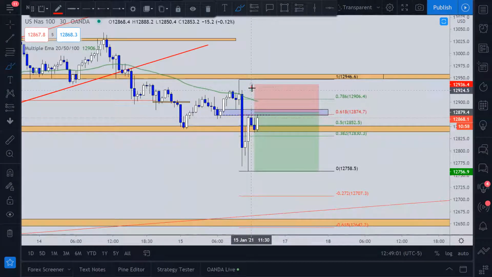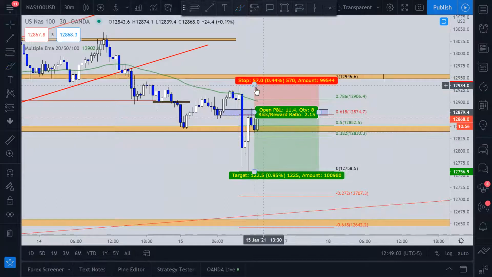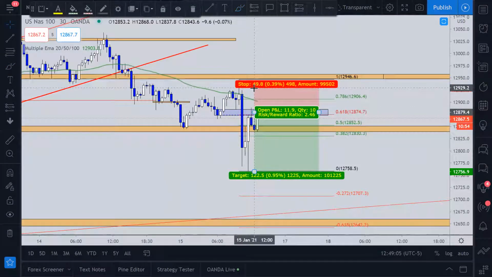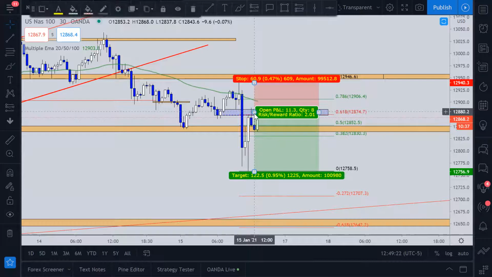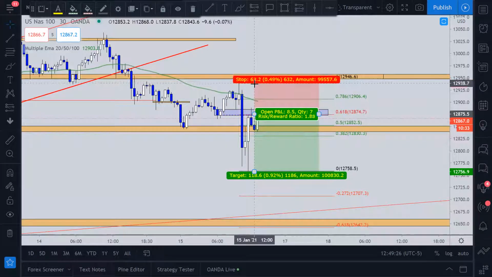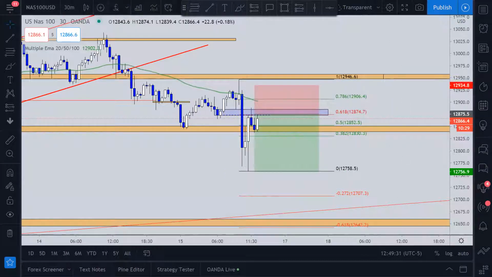You want to make sure that your risk to reward is always at least 2 to 1. So that's close enough. So that's what my trade would end up looking like. And I would have this, oh, I'm sorry, I would have this at the 618. So let me make an adjustment here real quick. There you go.